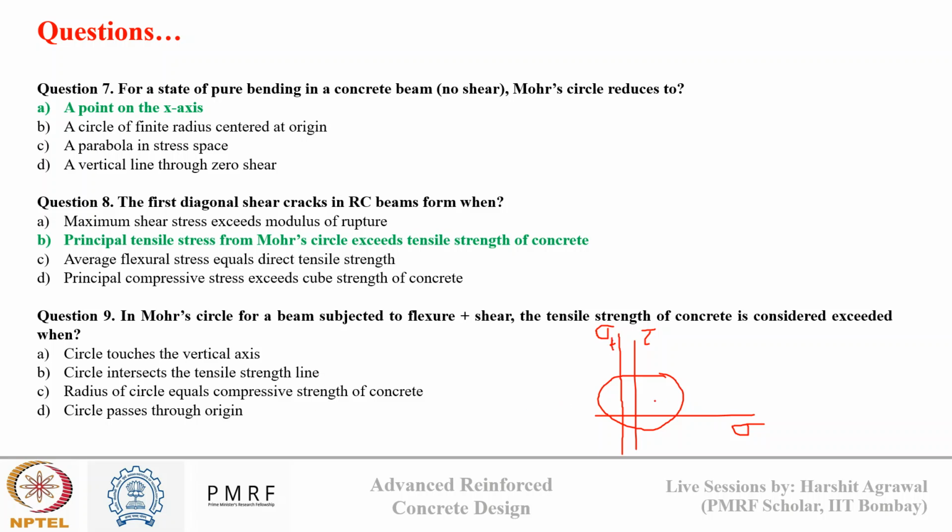So when the radius of my circle passes, when my circle touches this tensile strength line, then we can say that the tensile strength of concrete has been exceeded at a particular section. This circle represents the stress at a particular cross section. If this stress exceeds the tensile strength of concrete, then the Mohr circle will also cross the line. So that's why the correct answer is B.